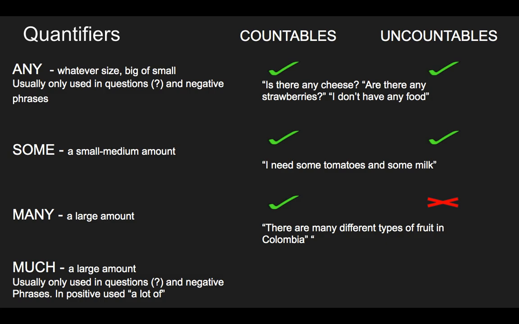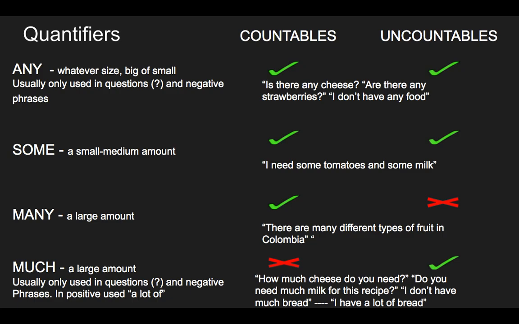And much also means a large amount. Again, we usually only use it in questions and negative phrases. This is the most common. If we're talking in a positive sense, it's more common to say a lot of. Yeah? So we'd say, how much cheese do you need? Do you need much milk for this recipe? Or I don't have much bread. If it was positive, we'd say I have a lot of bread. This is more common.